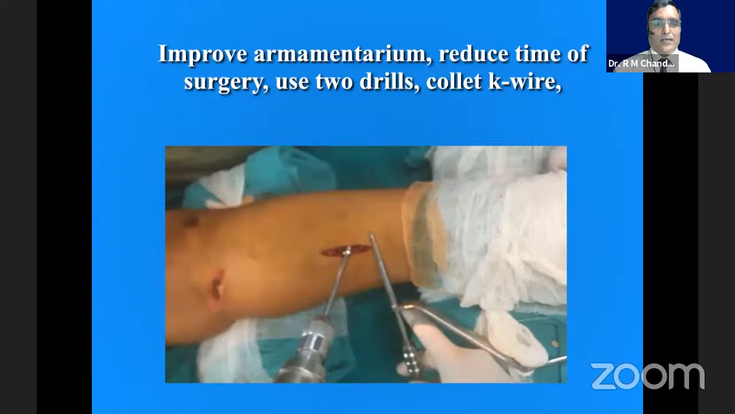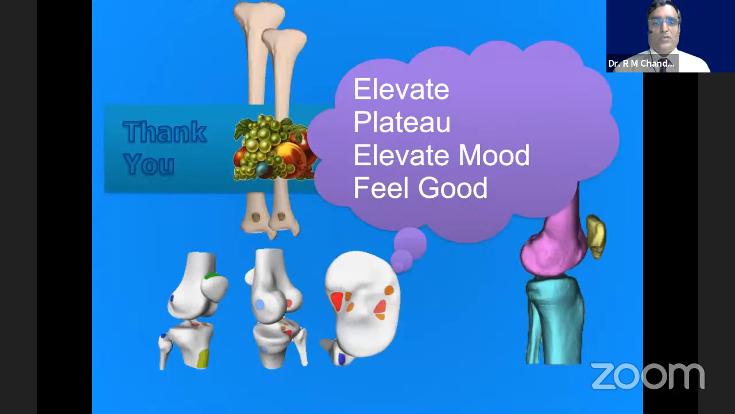In a nutshell, improve your armamentarium, reduce the operating time, possibly use 2 drills and multiple chucks, use essentially a collet to hold K-wire so that you can rapidly put those things into position, elevate the plateau, which really elevates the mood of the whole theater. Thank you very much.